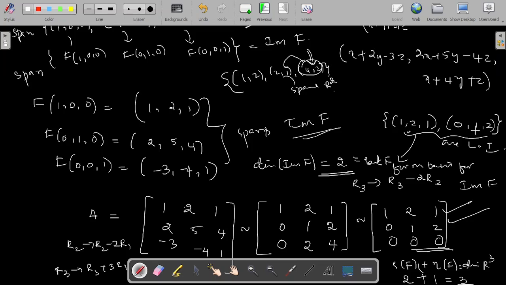Hence this set forms a basis for the given space. Hence the number of elements in the basis is 2, dimension is 2. Don't write dimension of image of F as 3. Once you get the spanning vectors, you have to always check, are they linearly independent. If they are linearly independent, then only they form a basis. Therefore these 2 vectors form a basis. Hence dimension of image of F equals 2.